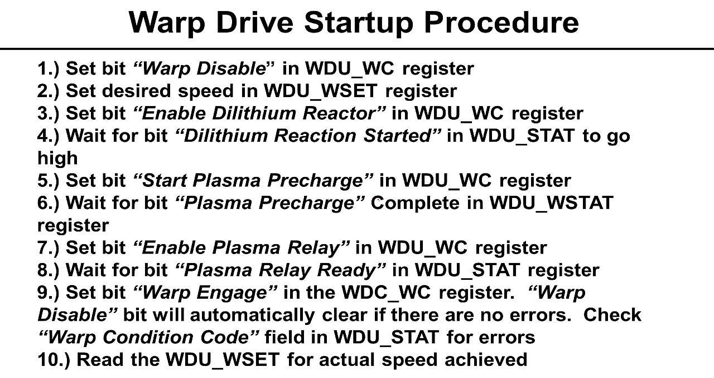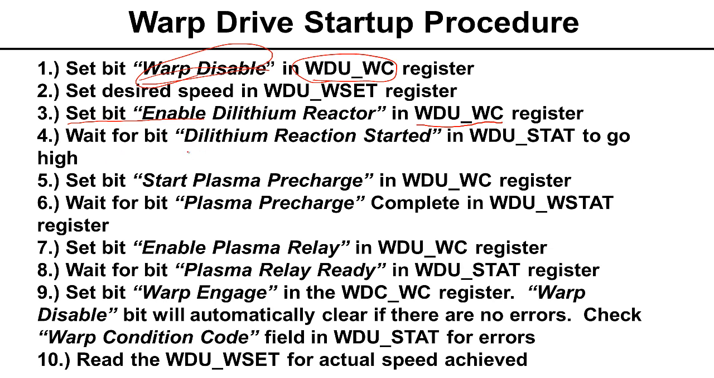So let's look at how we'd actually program this. You may find this in a datasheet. How do you actually start the warp drive? For example, it's going to tell you first, we have to set the warp disable bit in the WDU WC register. Then we set the warp speed. Then the next one, it's going to tell you to set a bit to enable the dilithium reactor in the WC register.